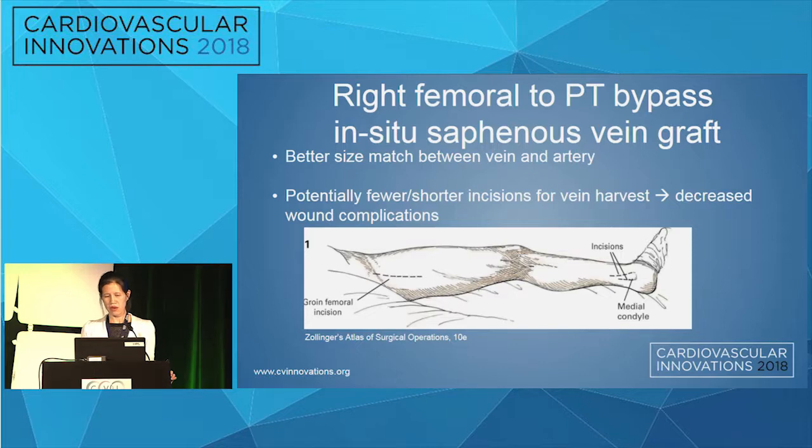So we thought we would try to do this in situ, and here's an illustration of how this can be done. One incision up in the groin to get out the inflow and the proximal vein, and then a couple of incisions at the ankle to get out the distal target and the distal vein. And usually you can make a couple of small incisions, or several small incisions, along the leg to get the branches of the vein to prevent a significant AV fistula.